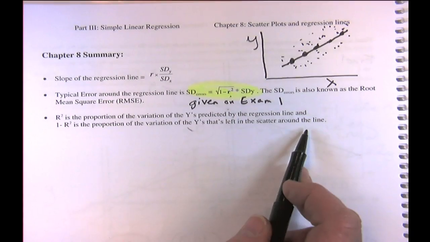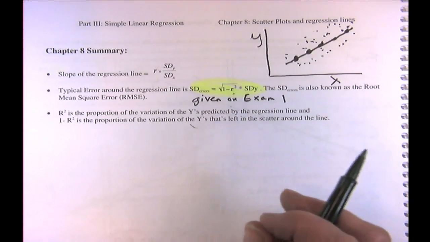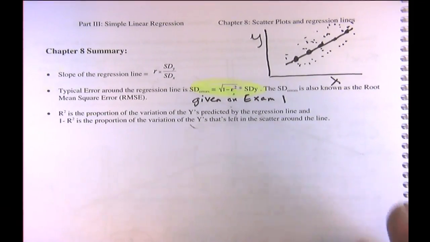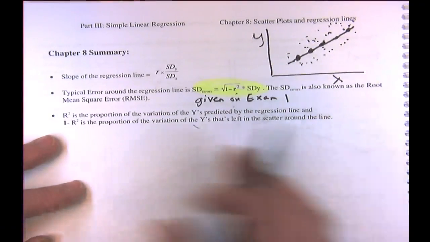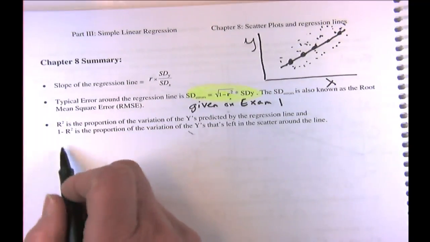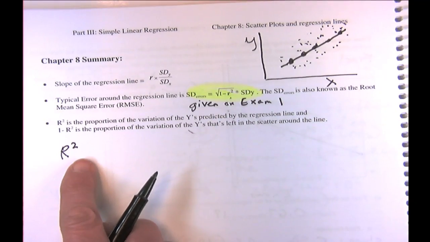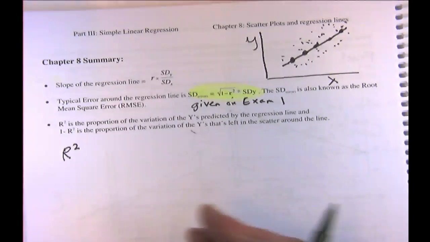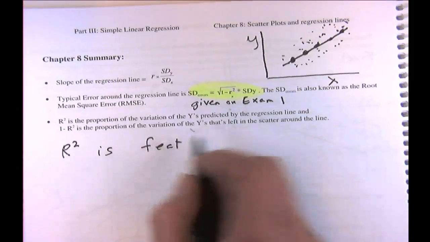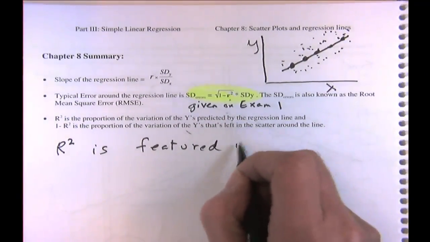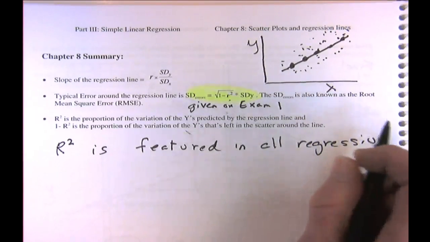So how many people have learned that before? Have you heard about that? Usually it might be called the coefficient of determination. Is that how you learned it? Yeah. So, well, this r squared, this correlation coefficient squared, is featured in all regression analysis. It's going to come up a huge amount in this course, so I just want to give you a little preview right now. It's featured in all regression analysis. All right.